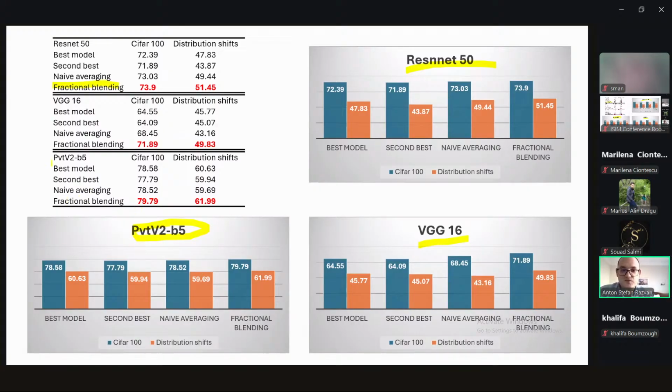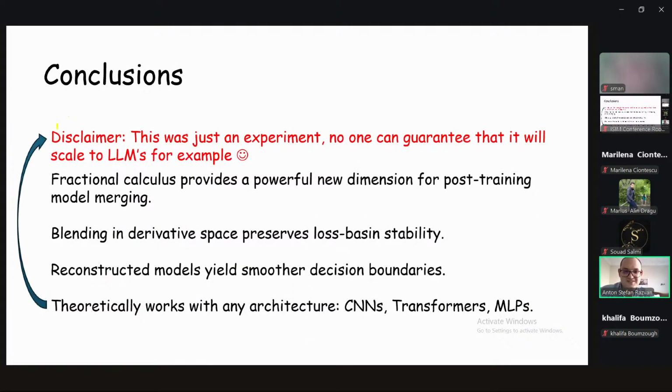Something interesting to say for the PVT model is that the difference between the naive averaging and the fractional blending is actually less than in the other cases. And that leads me to this disclaimer that no one can guarantee that it will scale to LLMs, for example, so on bigger networks, because of what I observed with the PVT. So maybe theoretically it should work with any architecture and should improve it, but nobody can guarantee until you run it. So maybe somebody else can run it.